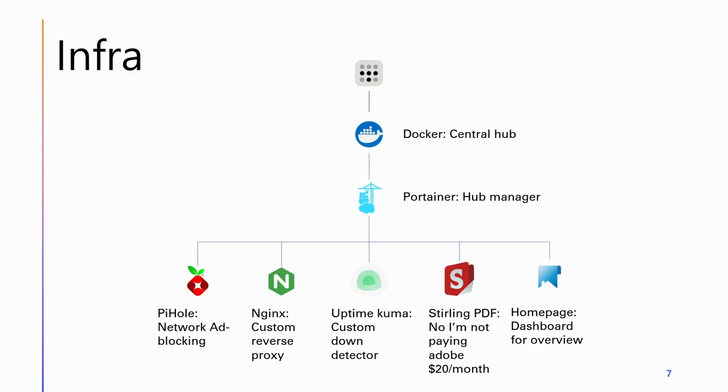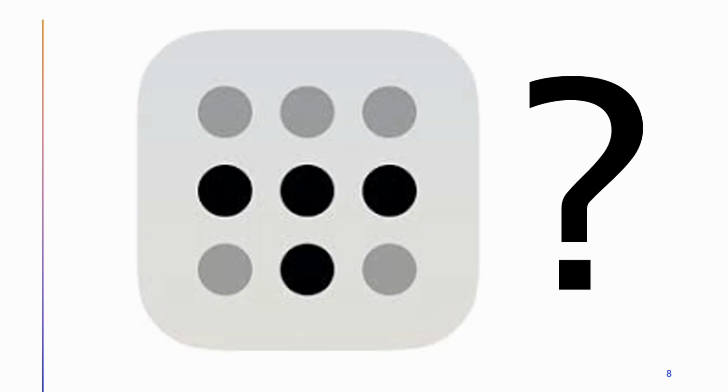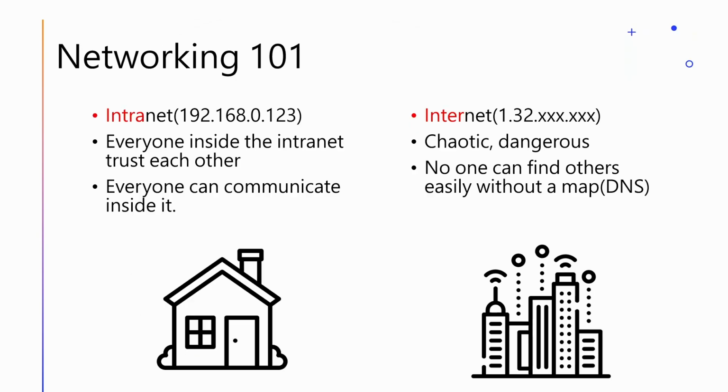And now Stirling PDF. Yes, no, I'm not paying Adobe like $20 a month. It's not worth it. And Homepage for a dashboard overview. Now you might wonder, what is this thing? Well, we'll talk about it later. But first, we're going to talk about networking.